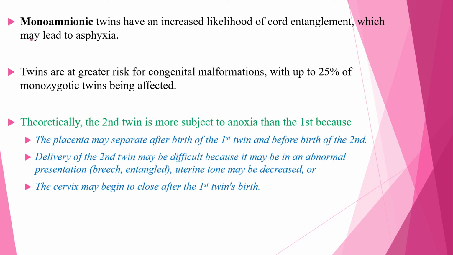Theoretically, the second twin is more subject to asphyxia or anoxia than the first. This is because the placenta might separate after birth of the first twin and before birth of the second twin. Also, delivery of the second twin might be difficult because it might be an abnormal presentation like breech, or have cord entanglement, and also uterine tone might be decreased. The cervix might begin to close after the delivery of the first twin and before the delivery of the second twin. So due to all those reasons, the second twin is more at risk for having perinatal asphyxia than the first.